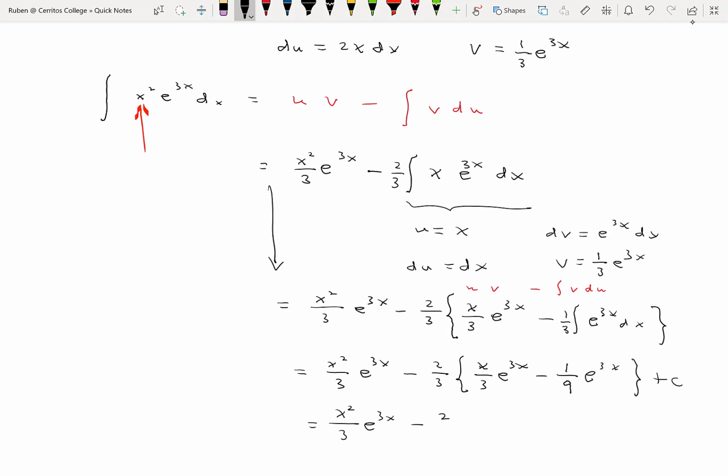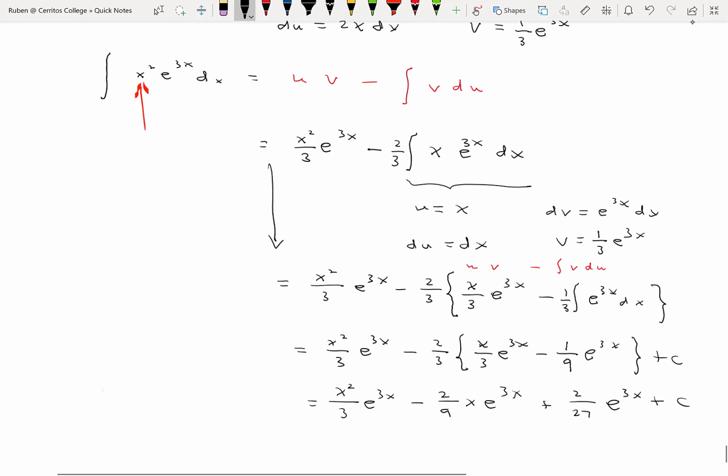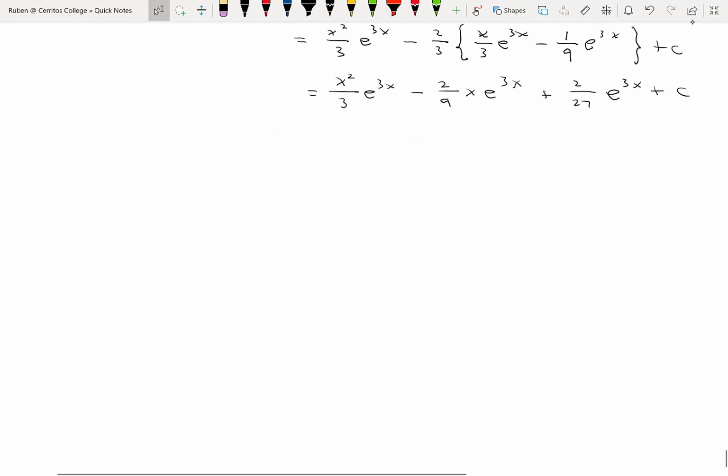So this is minus 2/9, distributing, plus 2 over 27 e to the 3x plus a constant. You could leave it like that, or you could factor out the e to the 3x. In any case, that's our antiderivative. Let's take a look at our last one.